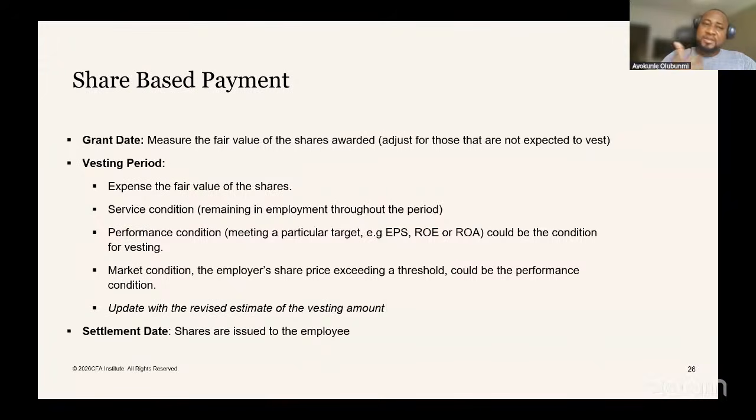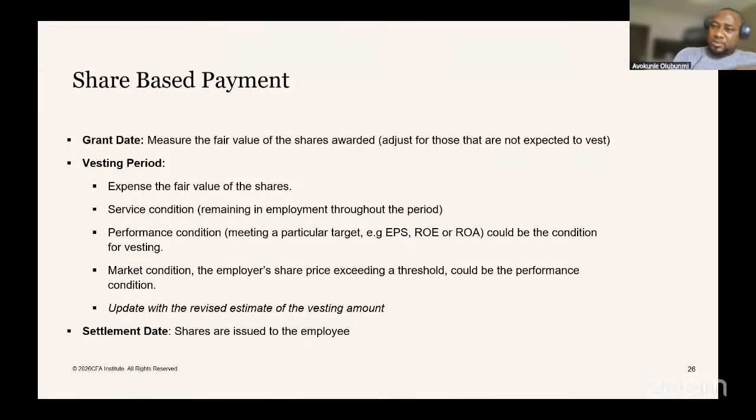Now, there are different vesting conditions. Some will have a service condition, which says the number of periods in which you have worked. Then you can have a performance condition, which says that, look, the ROE or some metrics must be within a particular threshold for you to qualify for it. So you can say that the ROE of the company must be higher than 2%. Your EPS must not be lower than this, all through the vesting period for you to qualify for it. We call that one a performance condition.